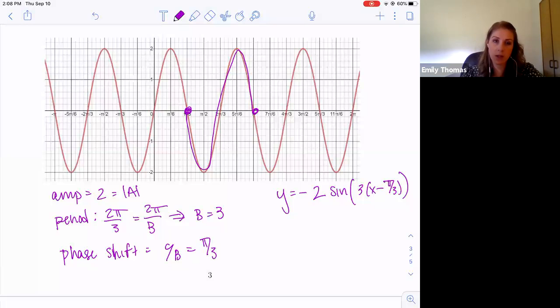There's a lot of choice here. If you chose this, you'd be looking at cosine. This would be positive sine. This would be negative cosine. This would be negative sine. Right, so you can start on any peak or any valley or any x-intercept and then choose plus or minus sine or cosine depending on what you chose.